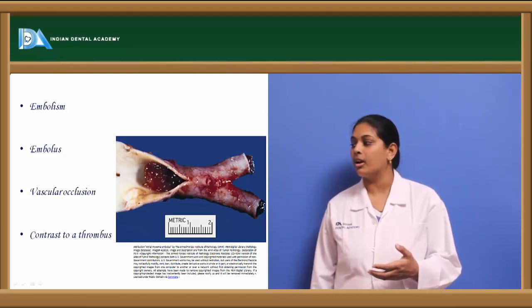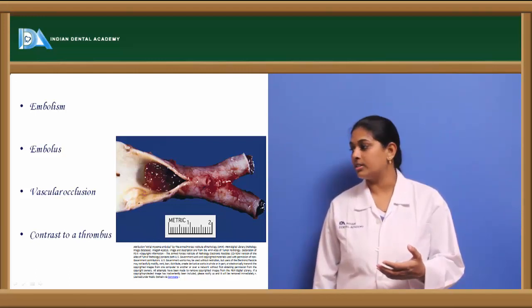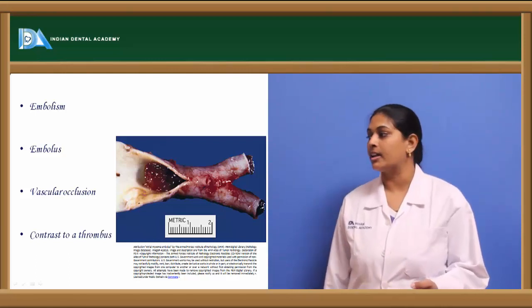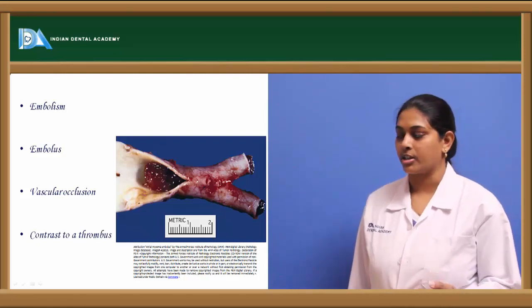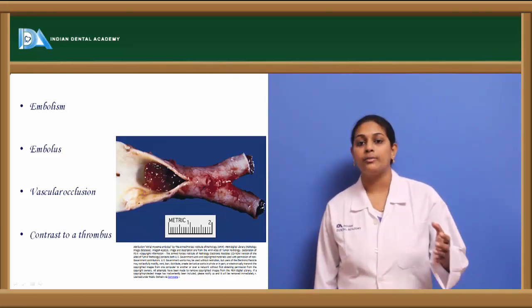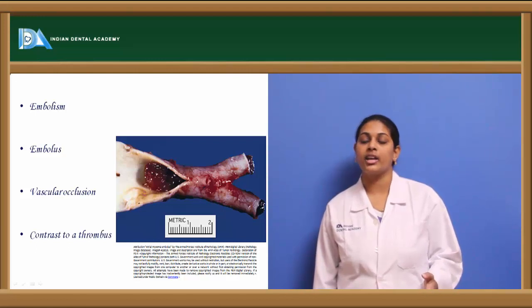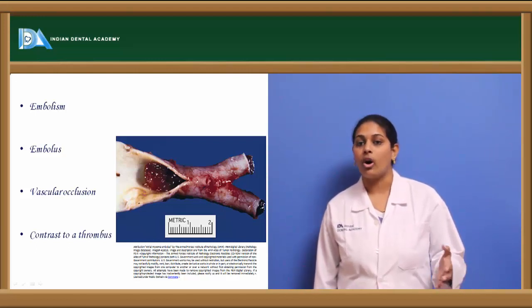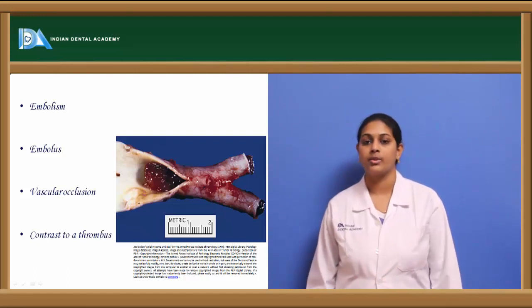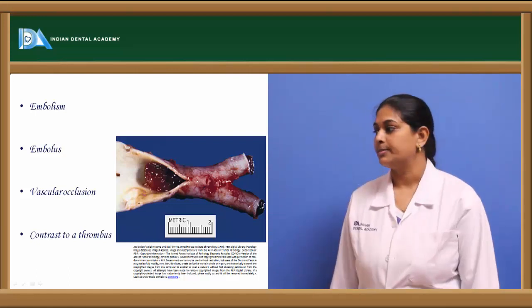Here we can see a large vein being obstructed by an embolus, that is, the blood flow is being obstructed. It is distinct from the thrombus. A thrombus is limited to its site and size, whereas an embolus can also damage sites other than the site of origin. This is what happens in embolism.